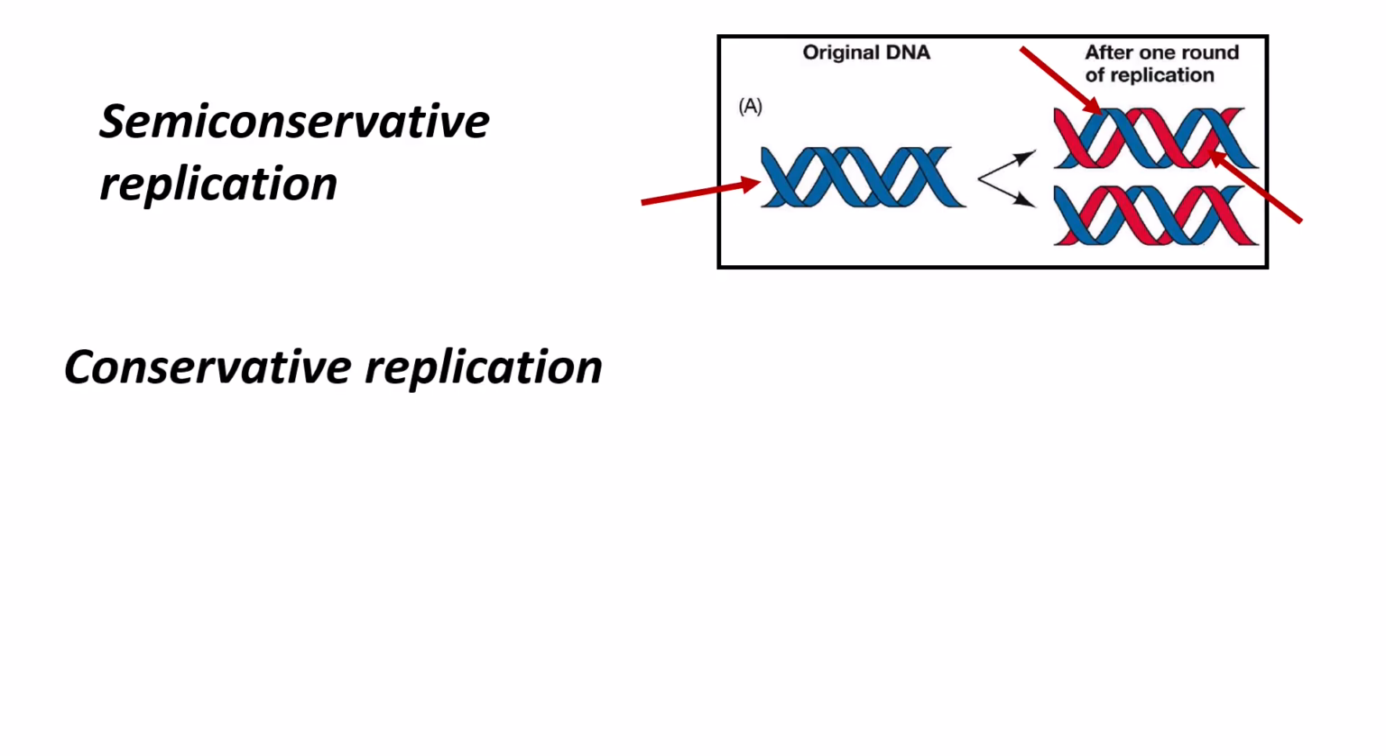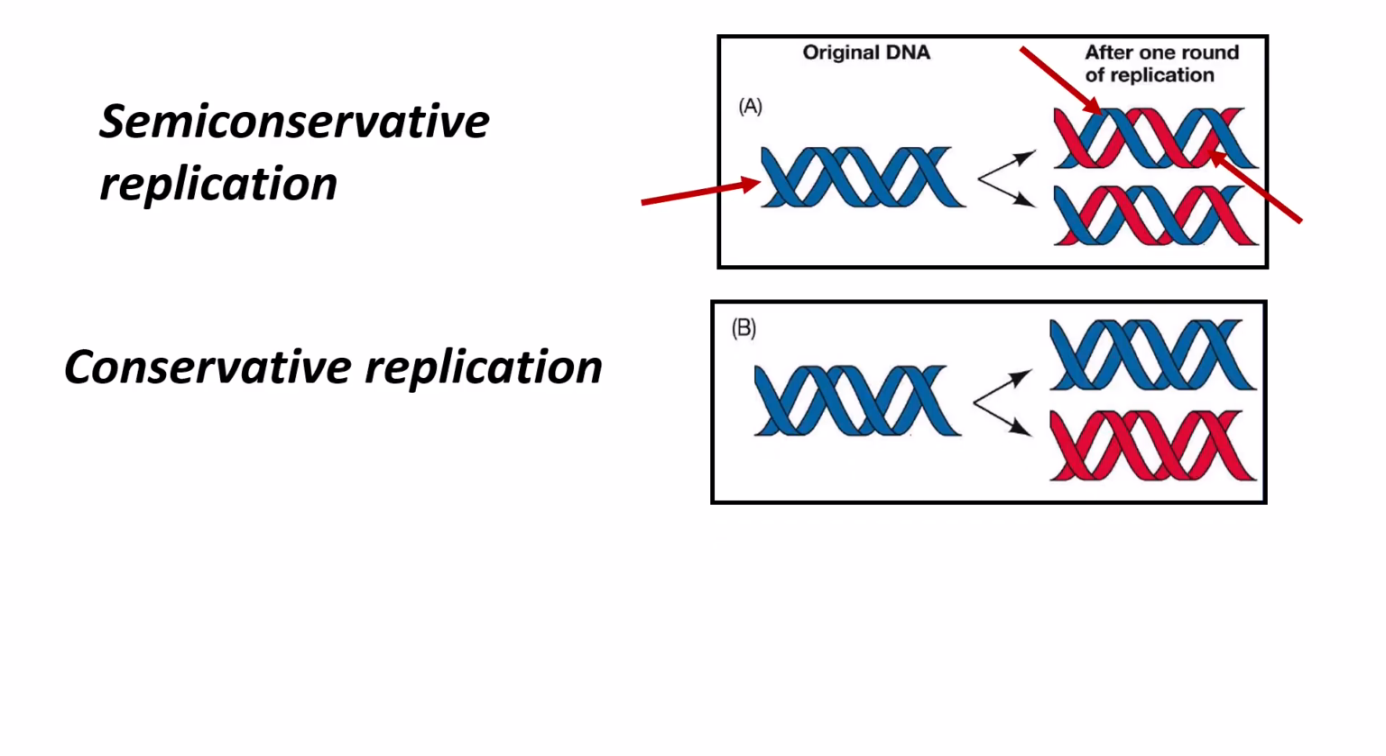The second is the conservative model of replication. In this model of replication, the entire parental DNA molecule is conserved as a single unit. After replication, one daughter DNA duplex would consist of both original DNA strands, while the other would consist of two newly synthesized strands. This means the original DNA double helix remains completely unchanged and is passed along to one daughter cell, while the other fully new DNA duplex goes to the other.